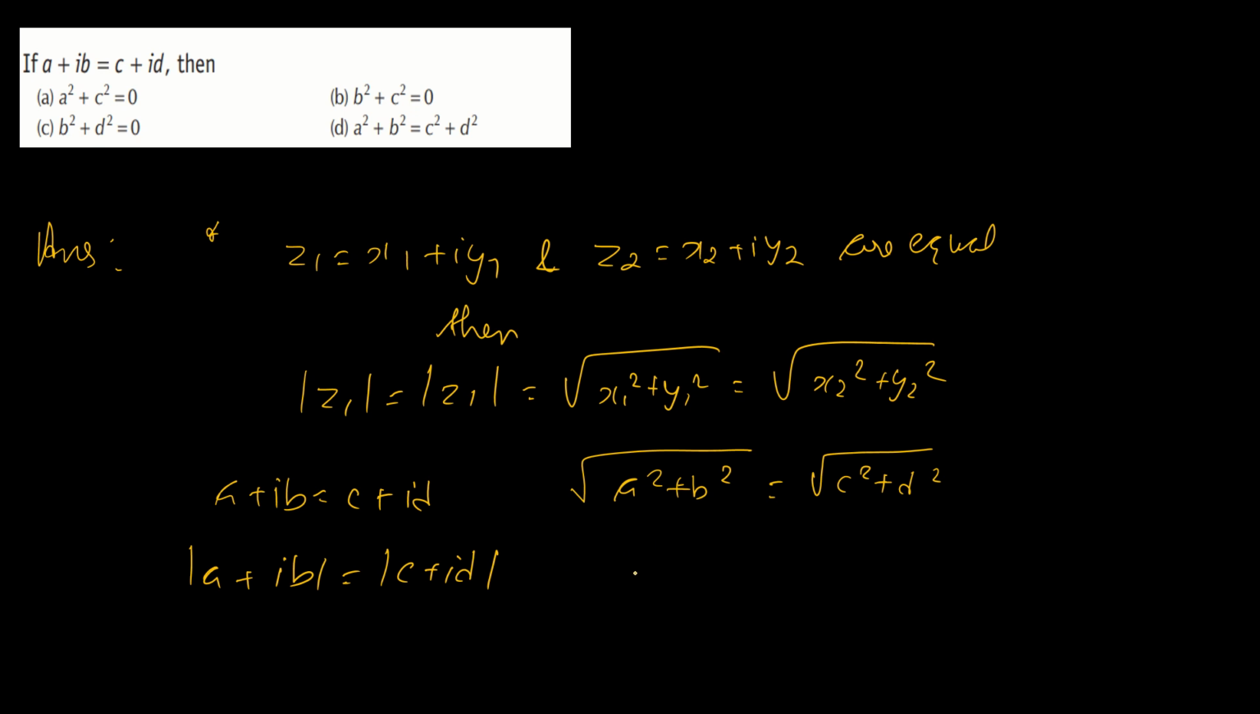Squaring both sides, what do we get? a square plus b square equal to c square plus d square. Isn't that given in the options? Yes, option D.